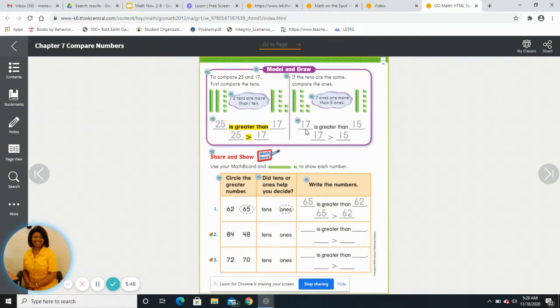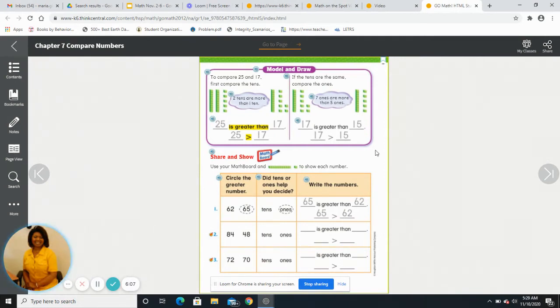Now, in this situation, we have 17 and we have 15. They both have a 1 in the tens place. So when we compare, we have to go to the ones place. 7 is in 17's ones place, and 5 is in 15's ones place.